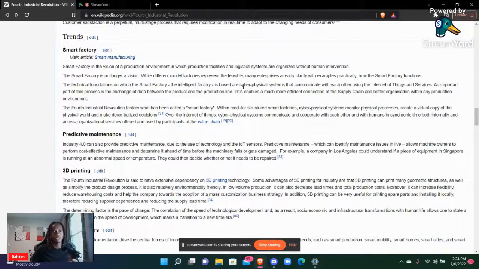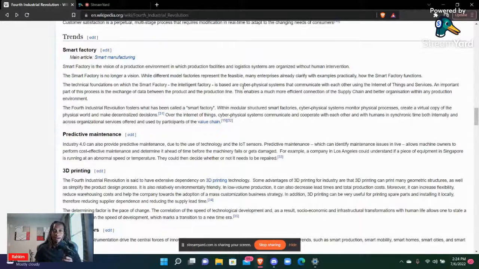So it says smart factory. Smart factory is the vision of a production environment in which production facilities and logistics systems are organized without human intervention. He don't got nowhere for you in his world, black man. You know what I'm saying? Like, even speaking to myself, I gotta make some shake for me. You know what I'm saying?